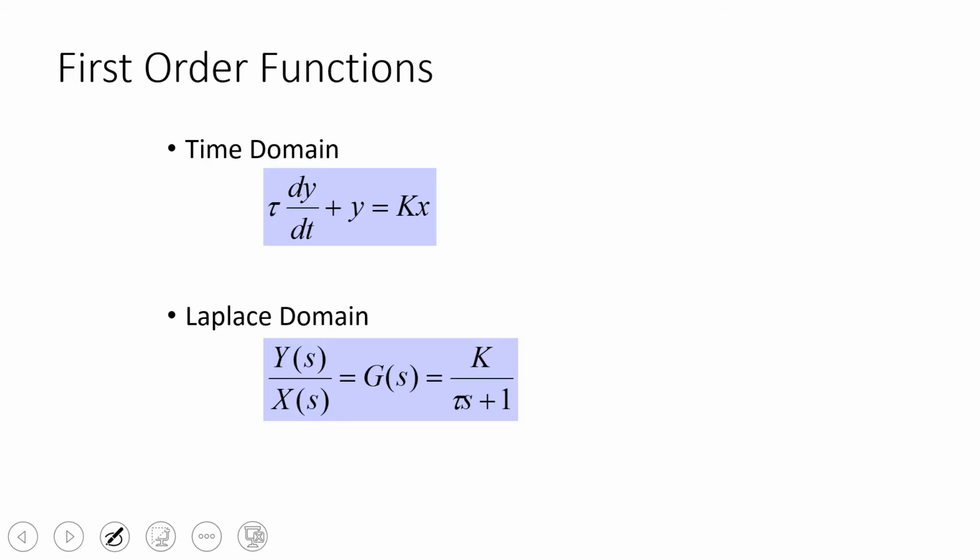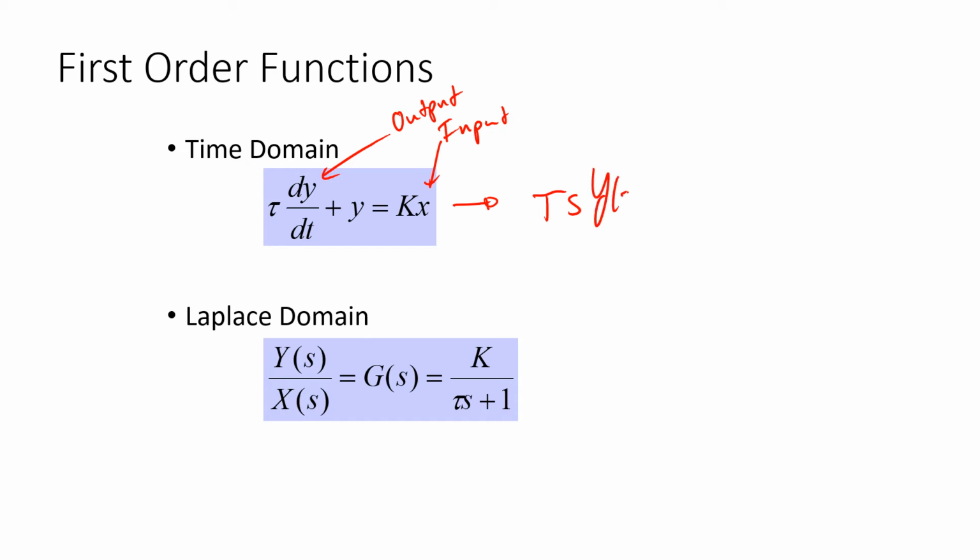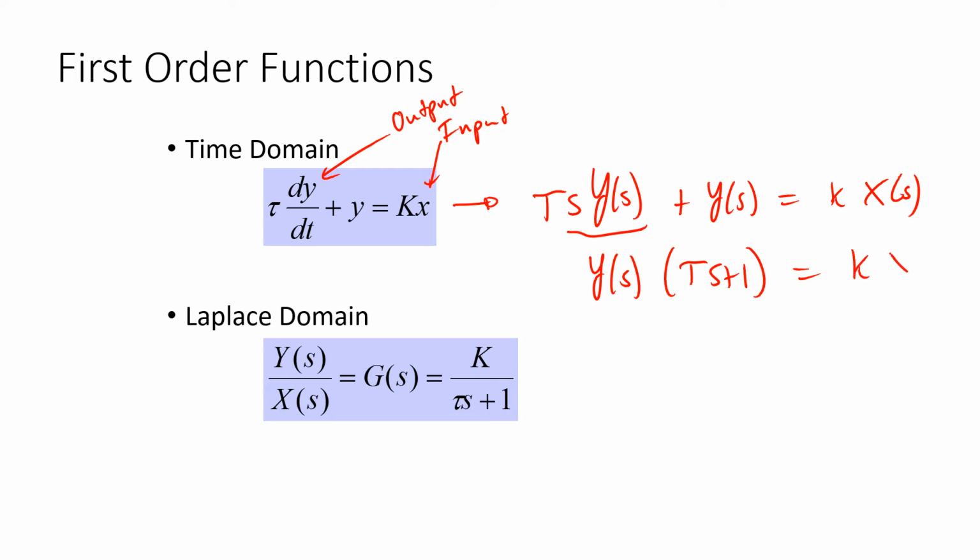Okay, so in the time domain, we first of all start out, we have the same x and y. There's our input, and then our output is our y. And converting this to the Laplace domain, we just look up in our Laplace tables, the derivative is going to be tau s times y of s plus y of s equals k times x of s. And then if we just factor that out, we get y of s times tau s plus 1 equals k times x of s.